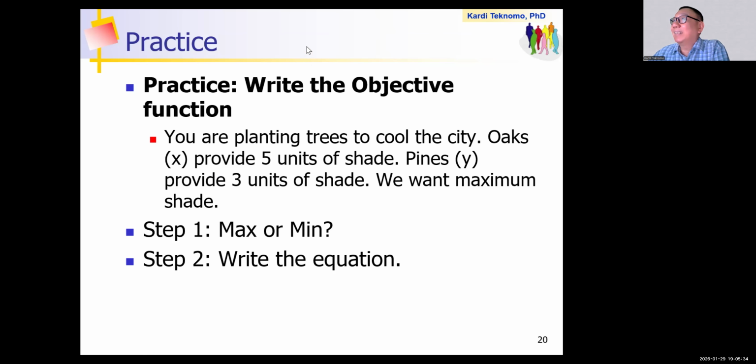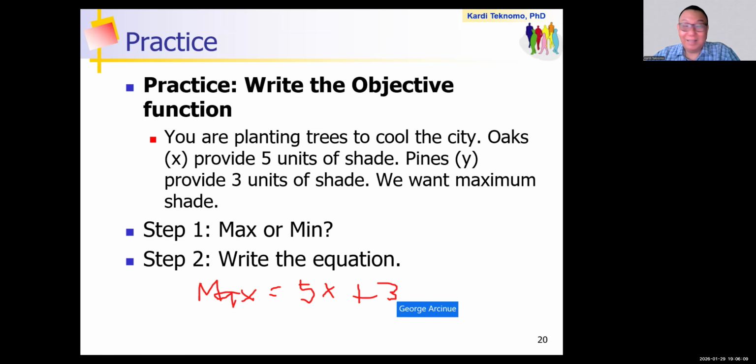Yes, George. You want to write it here? You can write it here, right? I think you can write in this Zoom, or you can type in the chat. Yes. 5x plus 3y. Very good. So George and Lester, very good. Easy, yeah? Okay.